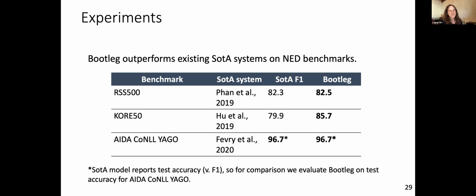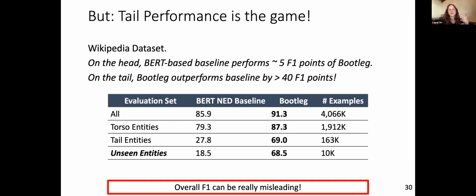Okay, so I'm going to talk about a couple experiments here. And the first one is the standard state-of-the-art benchmark experiment that all papers have nowadays, just showing that our model performs very nicely over standard NED benchmarks. But that's not actually that interesting. The tail is really where things get interesting. And so here we have this Wikipedia data set, and we compare our model Bootleg to a standard language model-based baseline that is also trained over the same data.